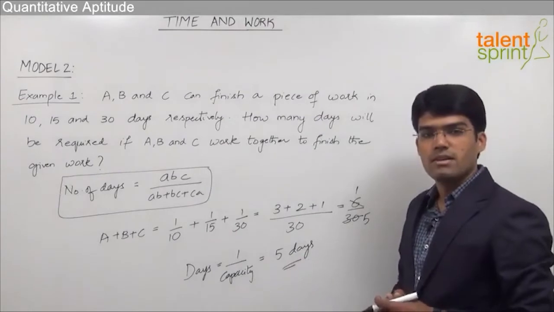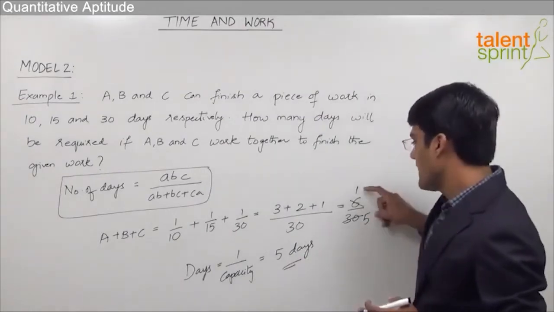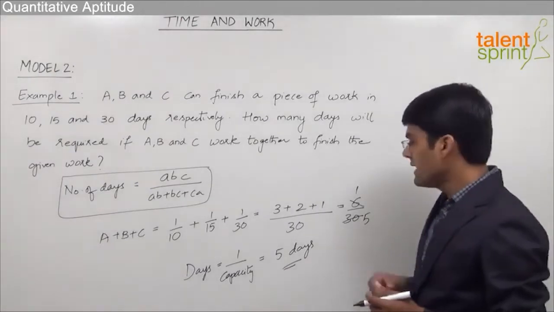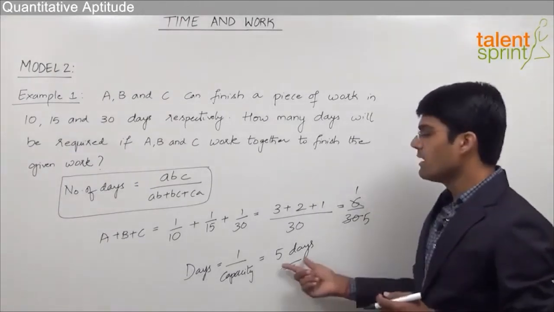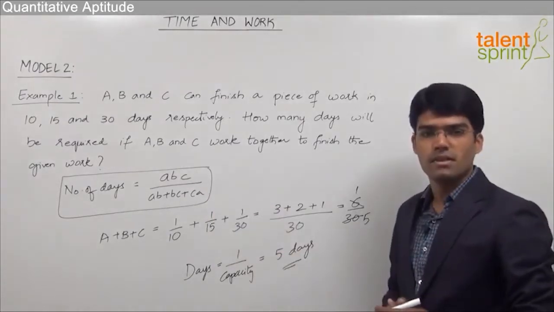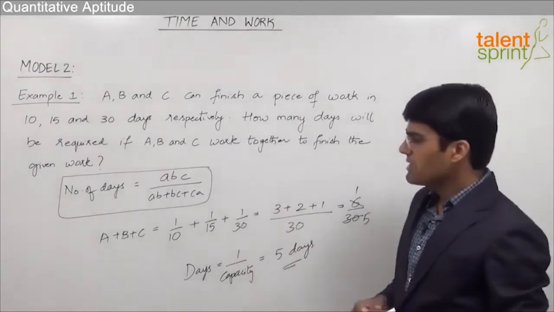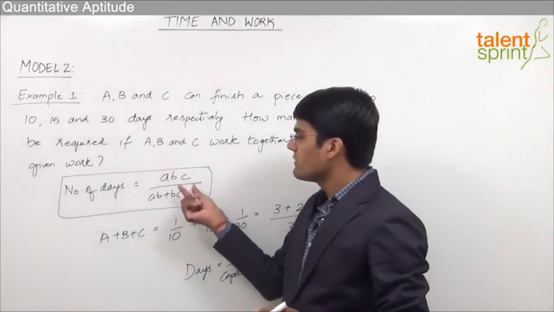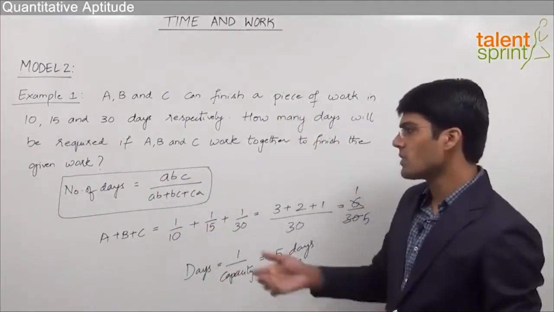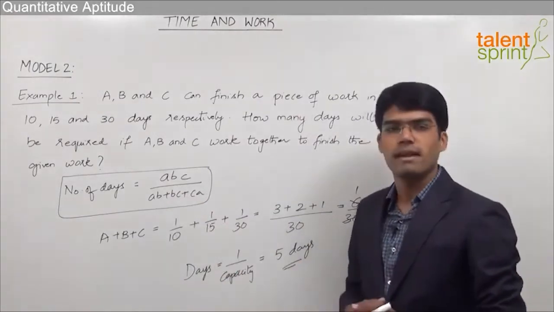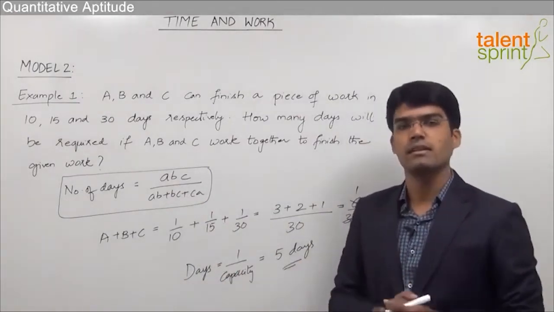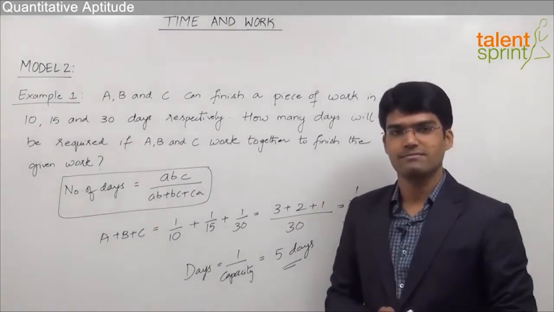So friends, we always can find out the total capacity when 3 persons or 4 persons are working together and simply take the inverse of that to get the number of days. Or otherwise, we can simply substitute the values in the formula to get the answer. But generally, substituting these values in the formula sometimes can become complicated. So depending on your convenience, you can either go by the formula or simply find out the amount of work done in 1 day and reciprocate that to get the total number of days.